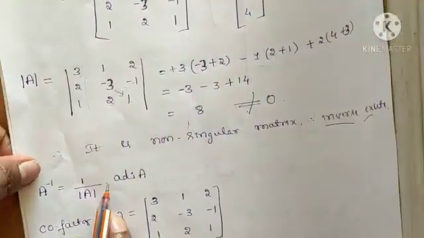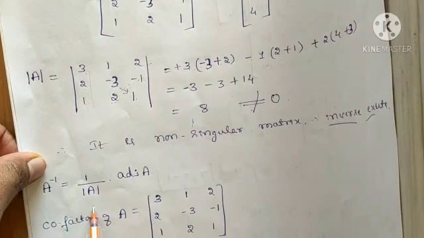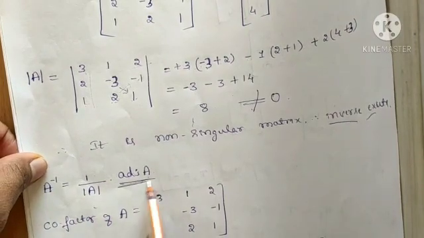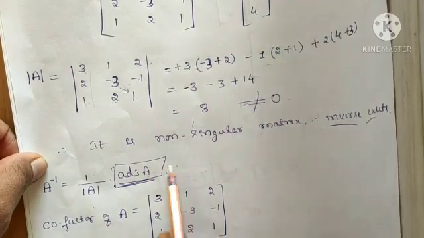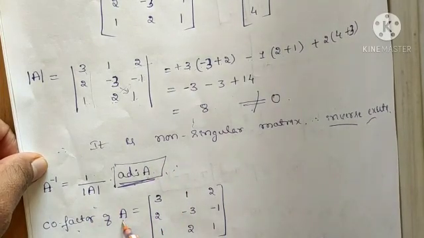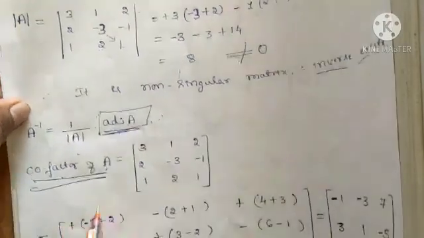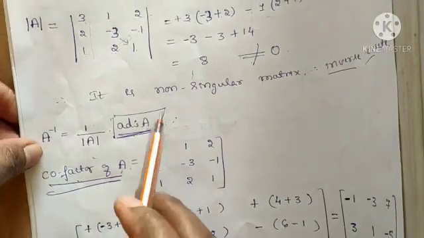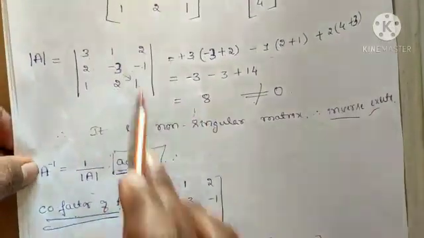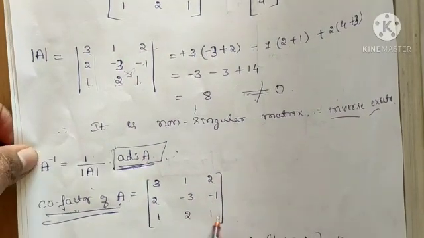Therefore how to find the inverse of a matrix? A inverse is equal to 1 by determinant of A into adjoint of A. What is the meaning of adjoint of A? The transpose of the cofactor matrix of A is nothing but the adjoint of A. Therefore first you have to obtain the cofactor of A. Let me choose here matrix A: 3, 1, 2, 2, minus 3, minus 1, 1, 2, 1.